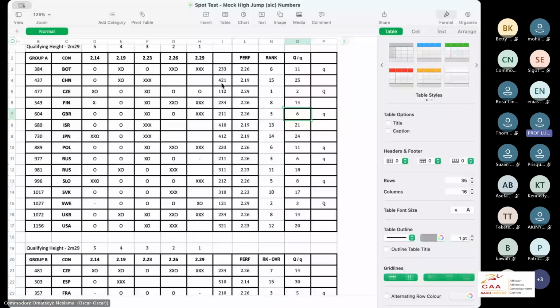4, 1, 2. 4, 2, 1. 4, 1, 0. 4, 1, 2. These are the 4s. So obviously 4, 1, 0 takes 13. Then 4, 1, 2 takes 14. And 4, 2, 1 takes 15. So you have finished ranking group A.